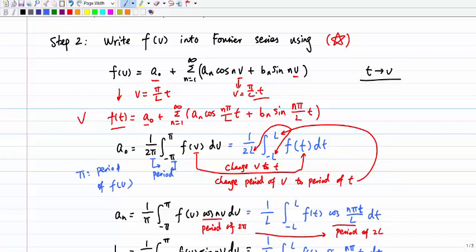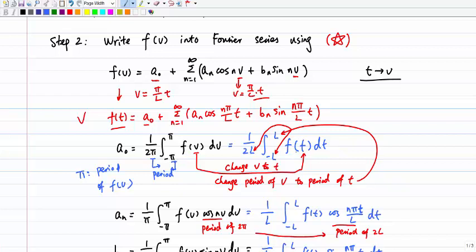Now if we change it to f(t) integration, you cannot use negative pi to pi, because that's not a period for f(t). What this pi really corresponds to is the period of f(v). So if you change it to f(t), you have to change the fundamental period to L, because that's the period for f(t). That's why I have to change this to negative L to L and 1 over 2L. That's what's going to change for a0, because I want to change the period from f(v) to f(t).